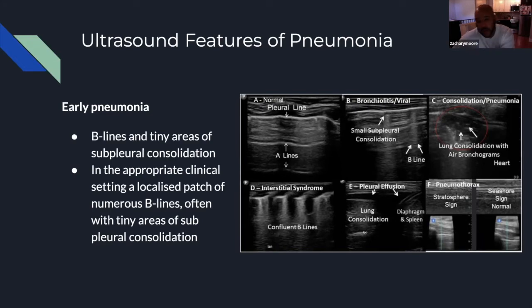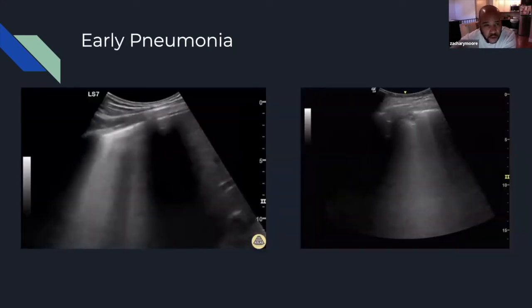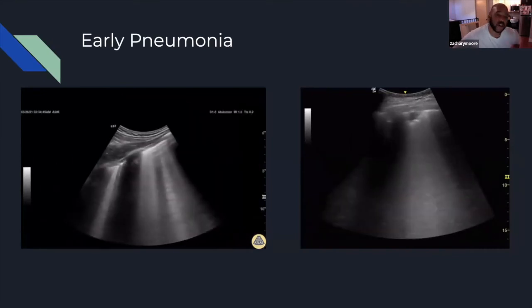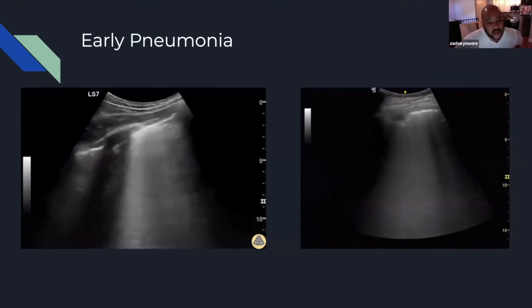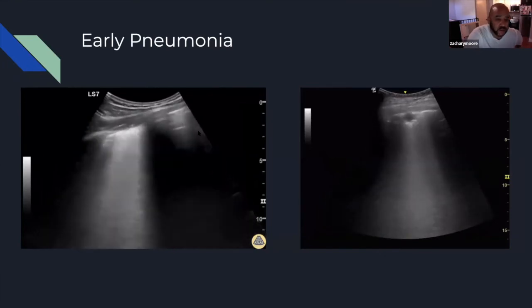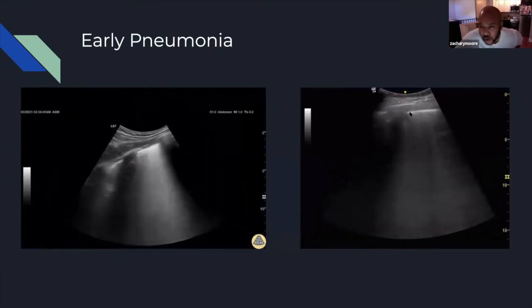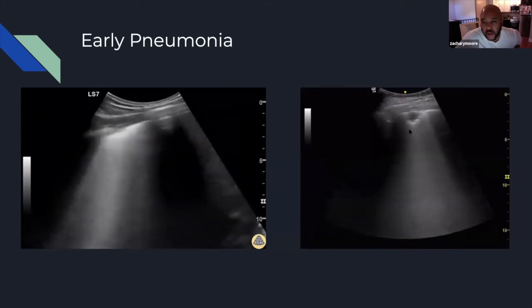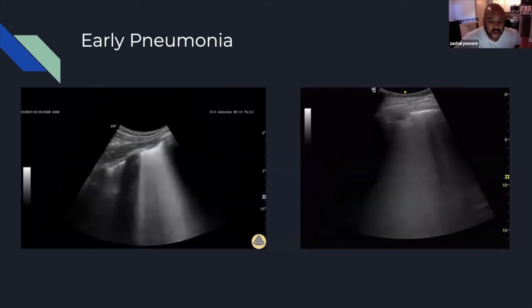If you look in B, right below this pleural line, you see these small subpleural consolidations. And then in an appropriate clinical setting, if you start seeing patches of numerous B-lines, often with little subpleural consolidations, you can identify this as early pneumonia. And here's just a video of the same findings. On the left, these are just the B-lines. And then on the right, if you look right up top here, you see this area with the subpleural consolidations.